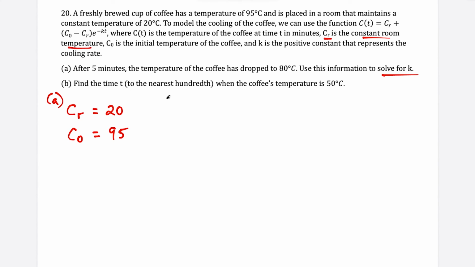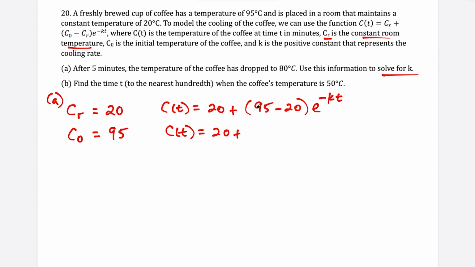So from here, now we could set up our formula. So we have C of t equals C sub R, which is 20, plus C sub 0, which is 95, minus C sub R, which is still 20, and this is going to be multiplied by e to the negative kt. So far we have C of t is equal to 20 plus 95 minus 20 is 75, so we have 75e to the negative kt.